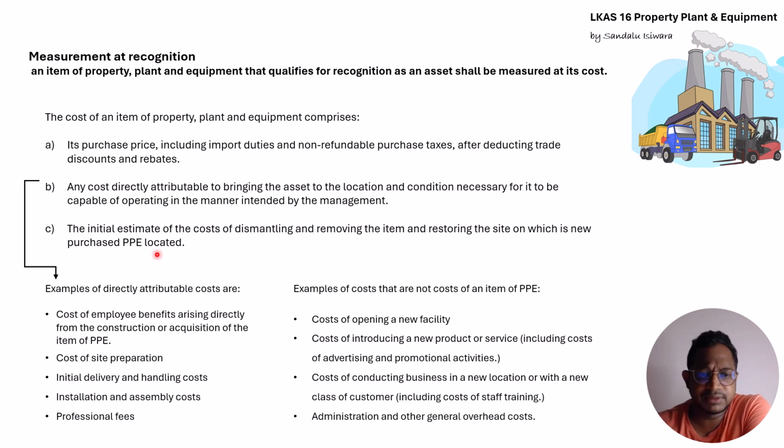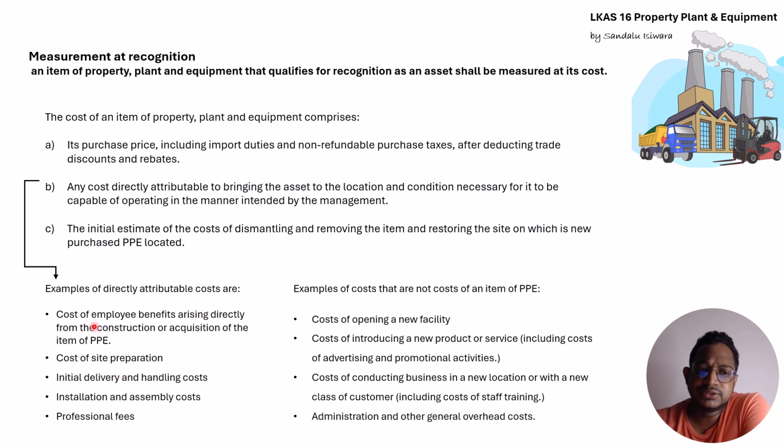And the initial estimate of the cost of dismantling and removing the item and restoring the site on which the new purchased PPE is located. So just assume that you are purchasing a new machine and then you are disposing of the old machine. That dismantling and removing cost of the old machine you should include when you are identifying the cost of your new machine, right? If it is replaced in the same location, right?